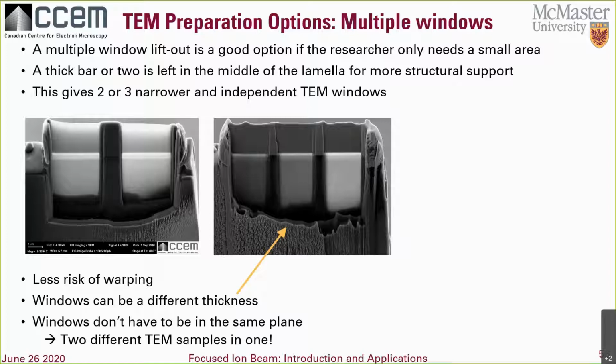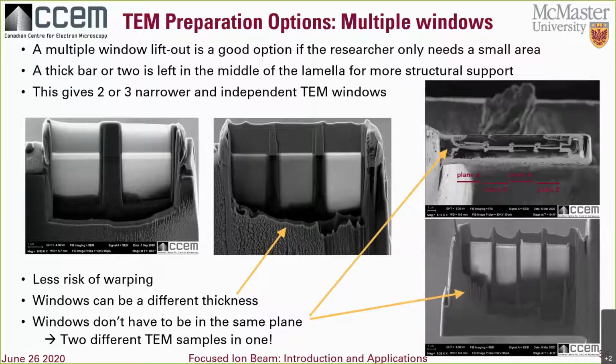The risk of sample warping is a lot less, and if it does, it's usually more manageable to deal with. Maybe only one side is bad and the other one's still good. This method also enables each window to be a different thickness, which is great if in TEM the researcher wants to have an extremely thin sample to do EELS, but then they also want to do EDS or electron diffraction with a thicker sample, or maybe look for dislocations. So with this method, you can have it both ways.